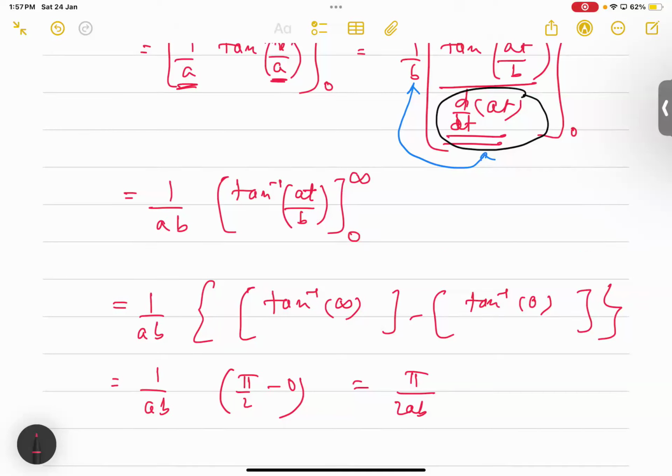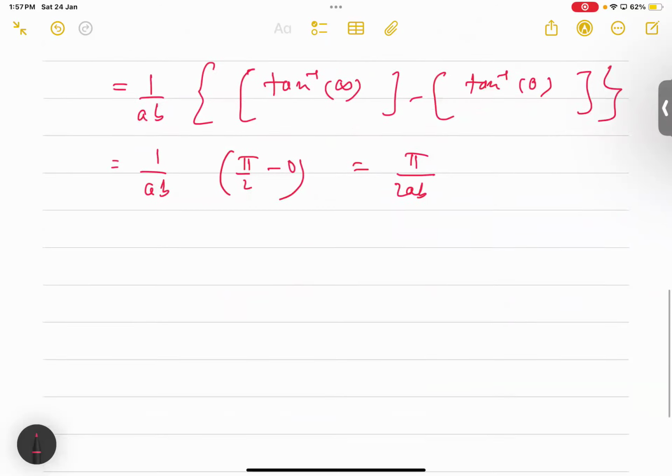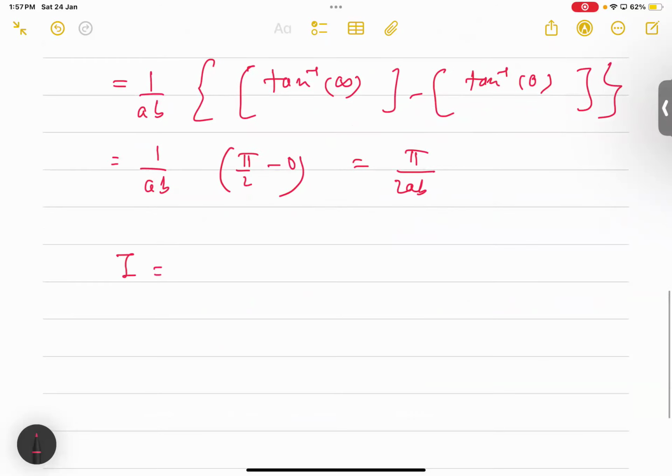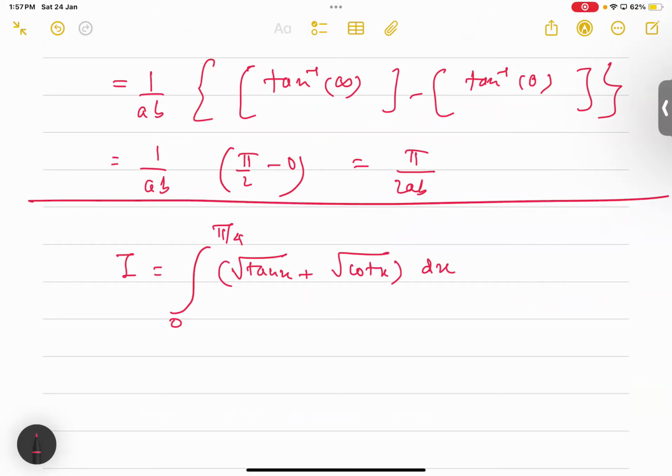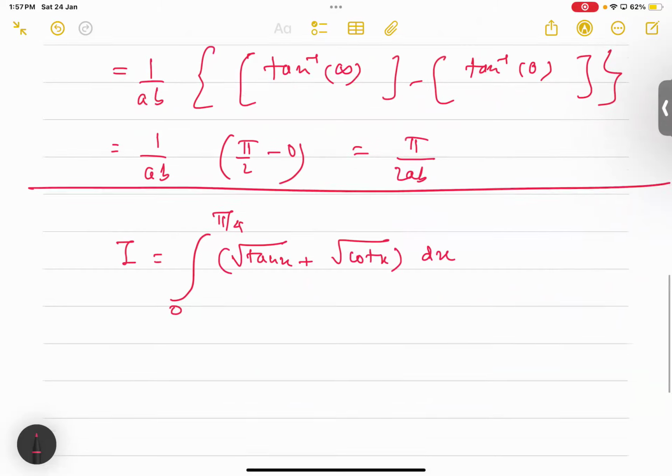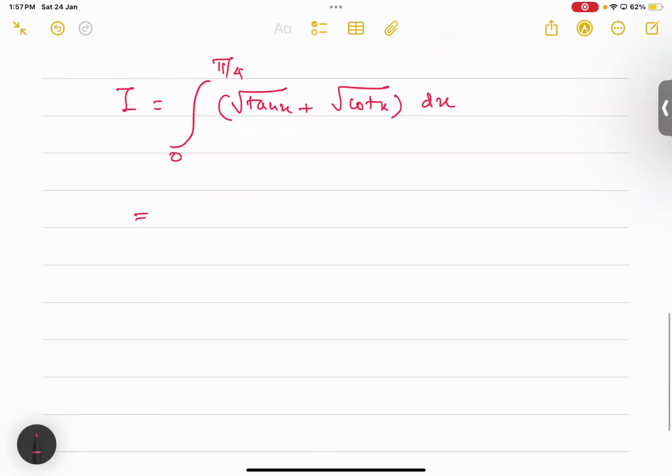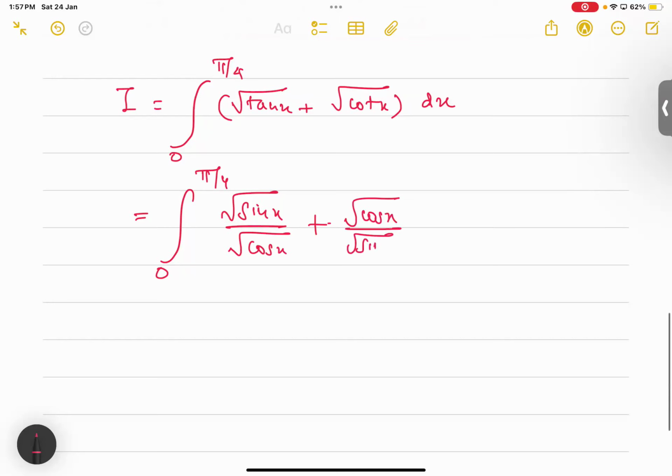Question number 2, the next question. Integration of this was shared with you all earlier, before your exam. I had just put its solution over the group. Integration from 0 to pi by 4 of tan x, upon root tan x plus root cot x. Quite important this is. Root sin x upon root cos x, root cos x upon root sin x.